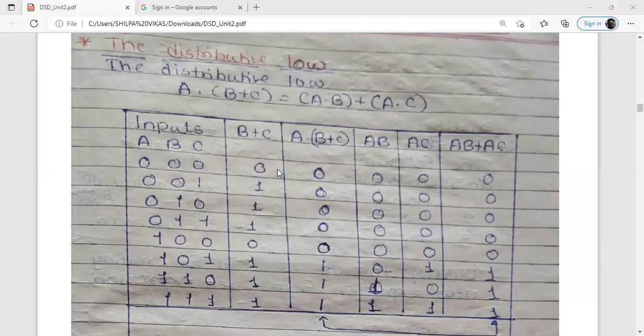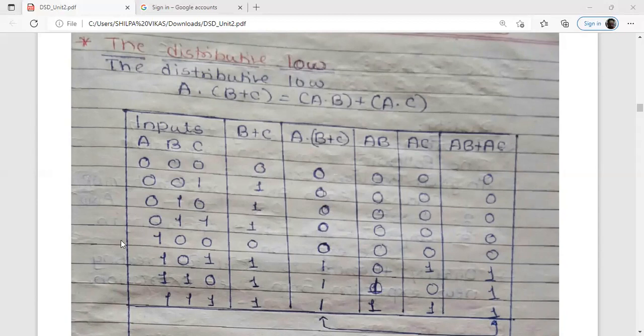So let's understand. Here B plus C: 0 plus 0 is 0, 0 plus 1 is 1, 1 plus 0 is 1, 1 plus 1 is 1, and again 0 plus 0 is 0, 0 plus 1 is 1, 1 plus 0 is 1, and 1 plus 1 is 1. So this is B plus C. Now we are multiplying B plus C with A. Here you can see that there are 4 zeros in the value of A input. So obviously the first 4 values become 0.